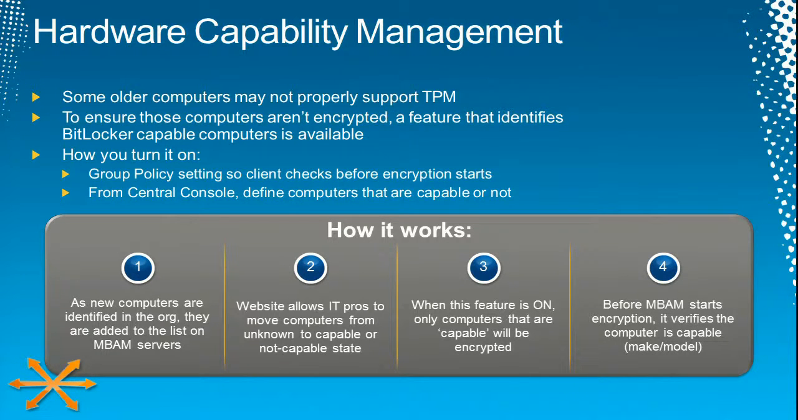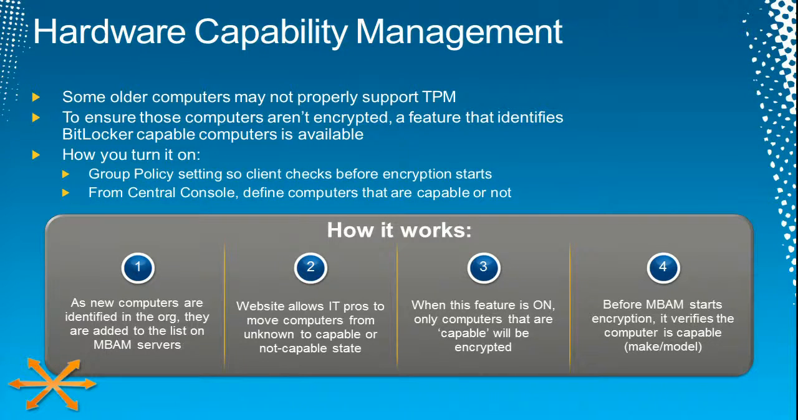And the way that this works is kind of twofold. You prep the environment in two ways. First is the policy, like I mentioned. You make sure that the agent knows to check for that, because if you don't have that on, it'll just encrypt without ever doing the check. If it is on, it's about populating the server to know exactly what the makes and models are. And that's where we try to make this easy also.